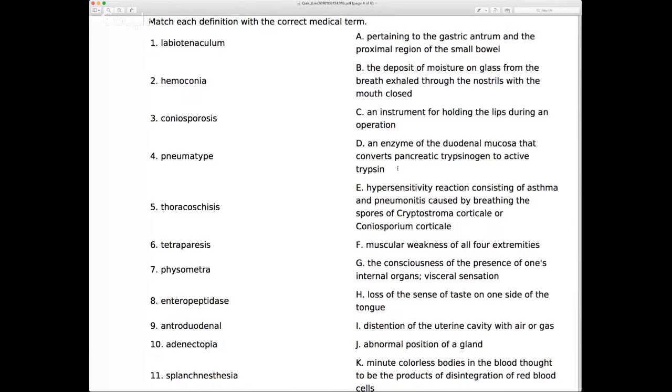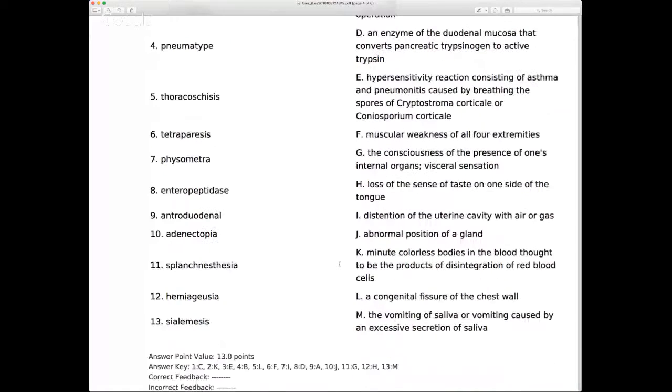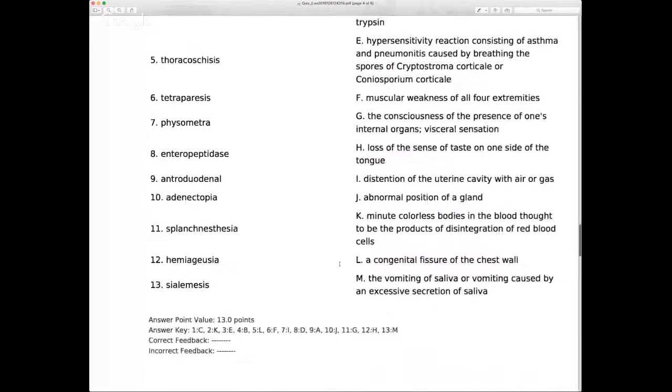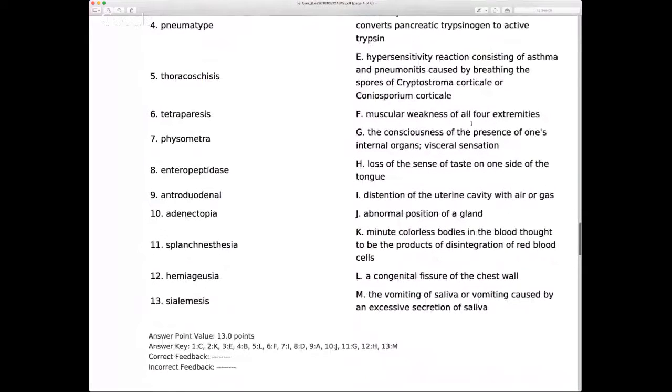Just to point a couple things out that I think most of you have caught on to. You don't always have to look at the entire definition to figure out which word matches with which word. For instance, if you know tetraparesis, well, the tetra is from the Greek word for 4. And that's why it means muscular weakness of all 4 extremities, and the paresis indicates paralysis or weakness, as an example.